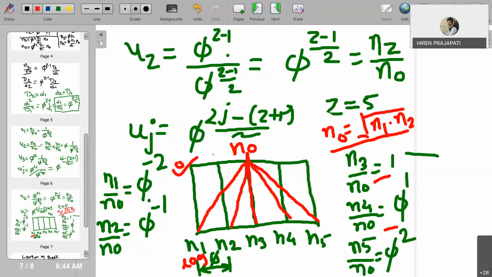Right? So you are advised to draw the ray diagram for z equals to 6. Try to draw the ray diagram for z equals to 6. What you will get, just check. Now if you have any doubt in today's session, then discussion is open. Now you can ask your queries.